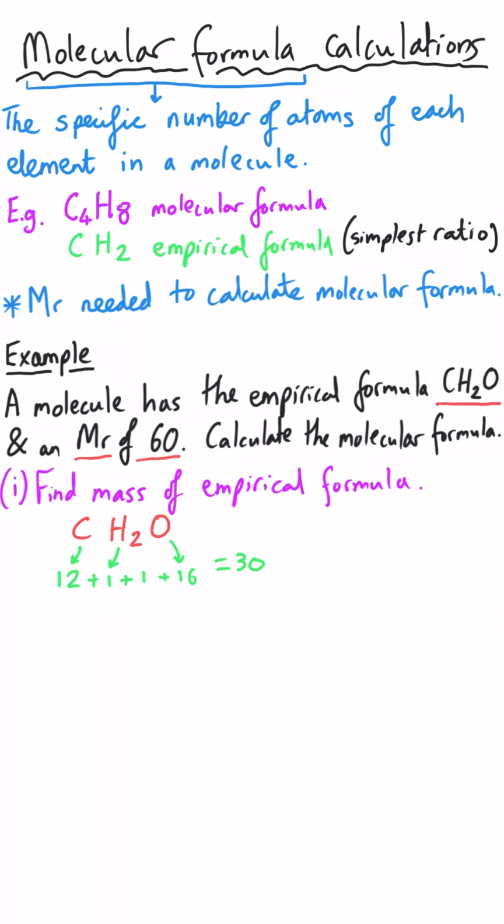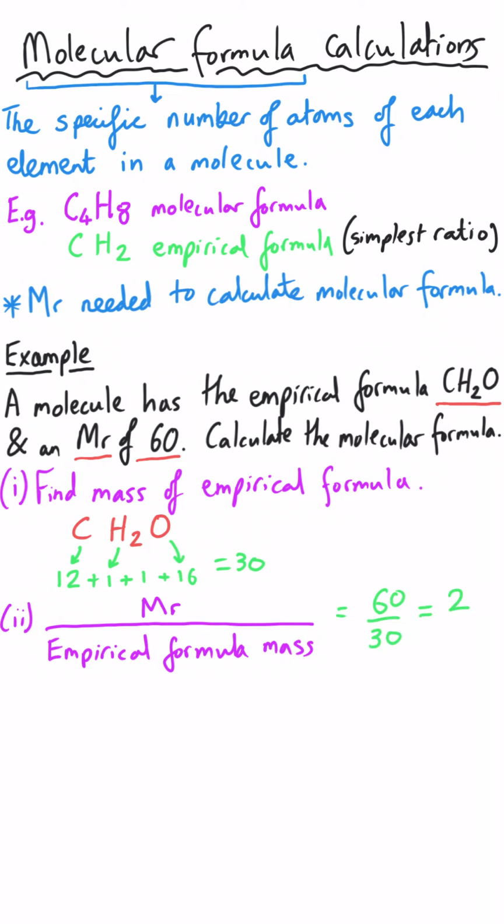So then when we take a look at the MR of the whole molecule and we find out that it's 60, well, this tells us that the MR is going to be twice as big as 30, and that means that the molecular formula is going to be twice as big as the empirical formula. So the general process is you take the MR, you divide it by the mass of the empirical formula, and the integer value that you get out of that is a number that tells us how many times bigger the molecular formula is than the empirical formula. So 2 in this case.